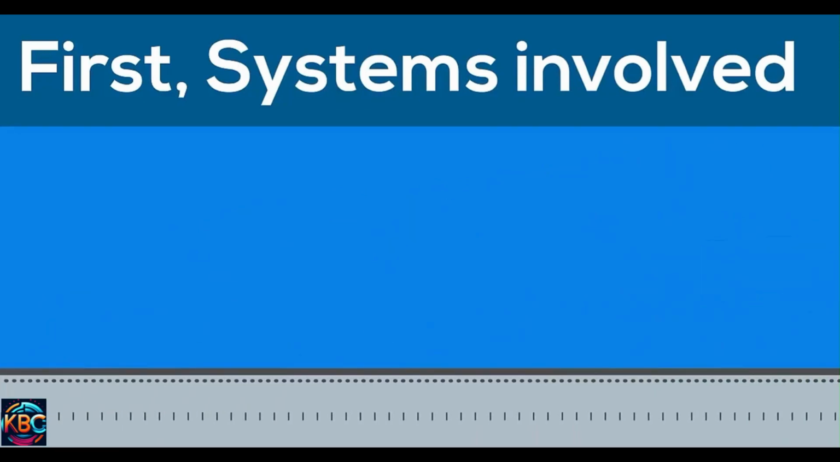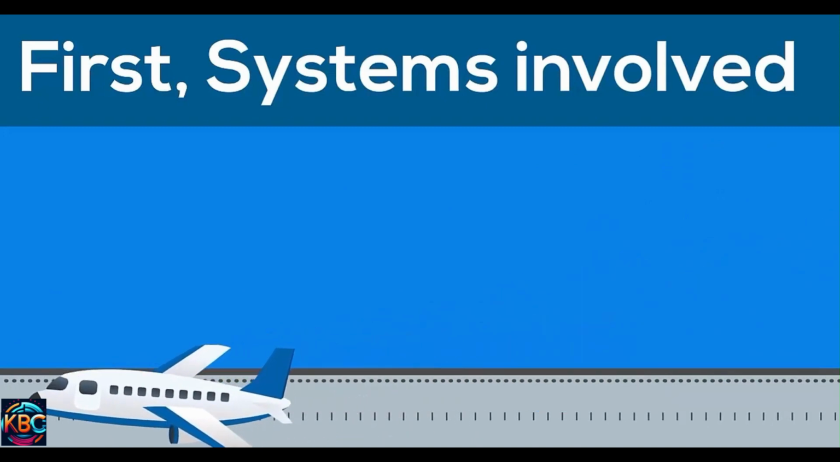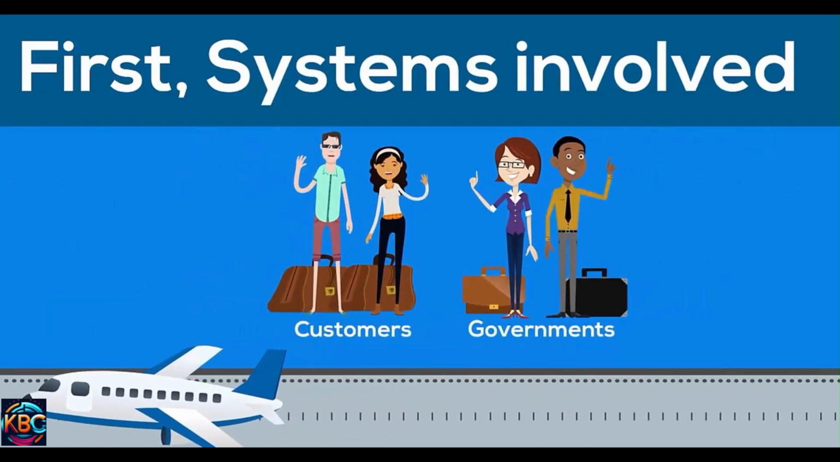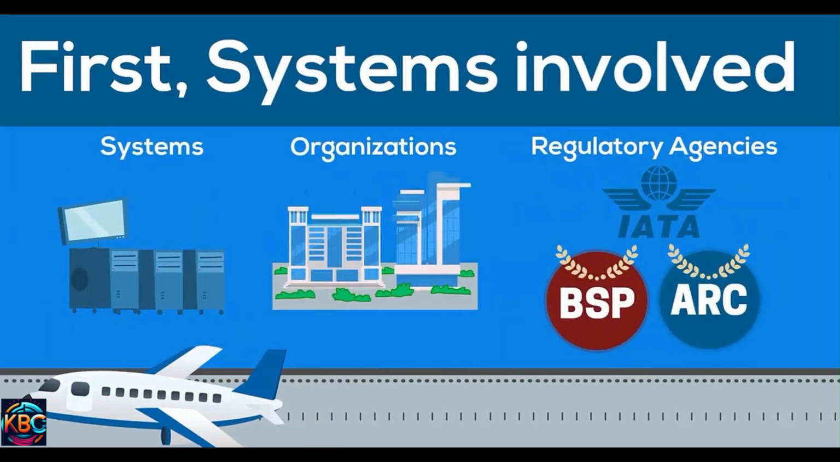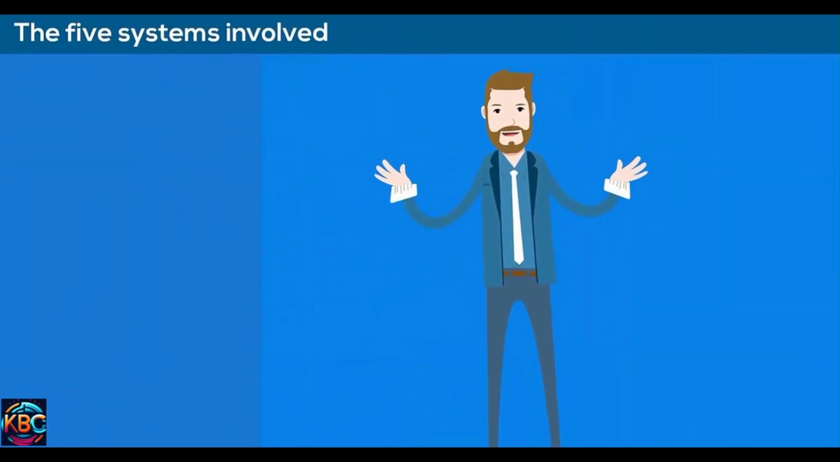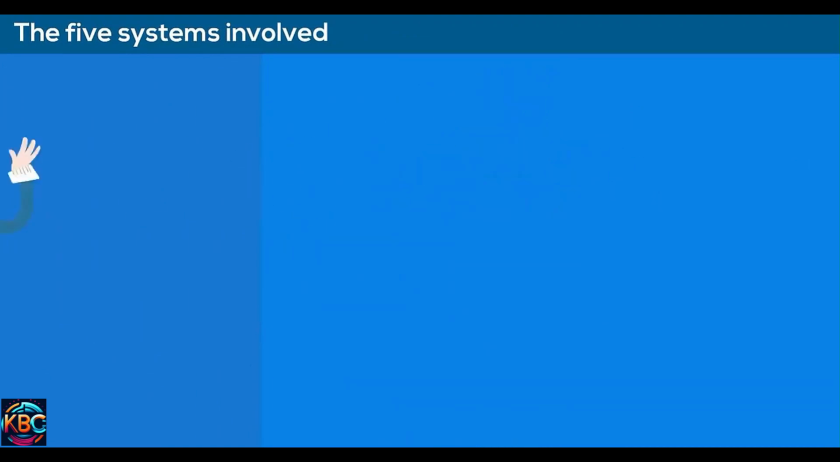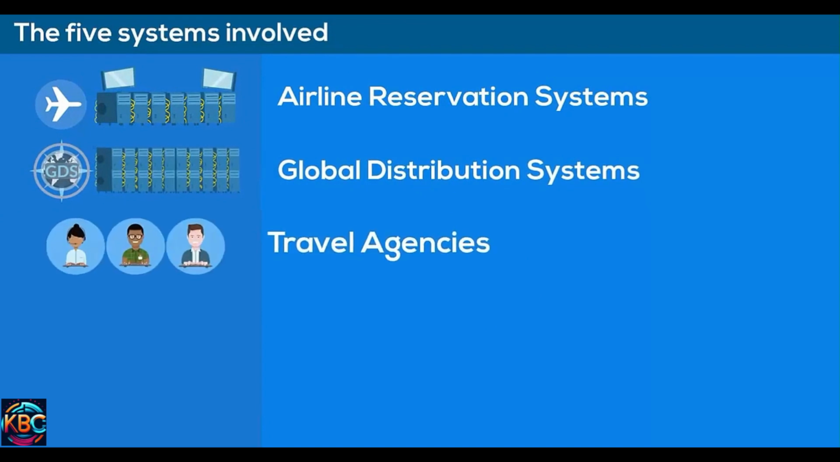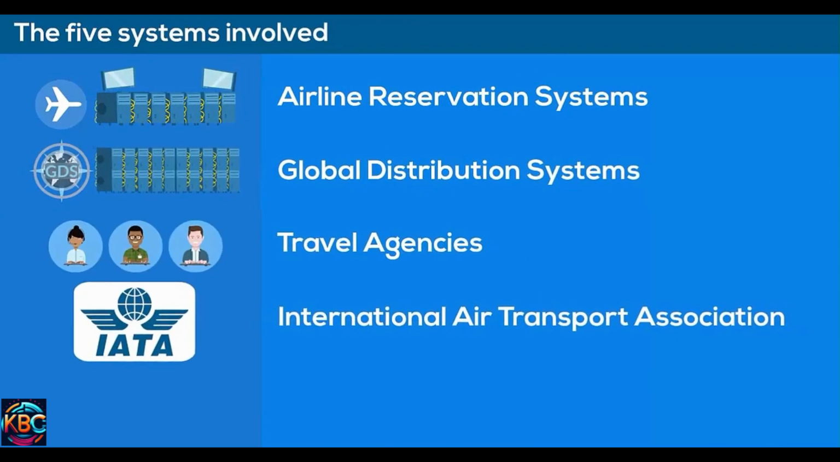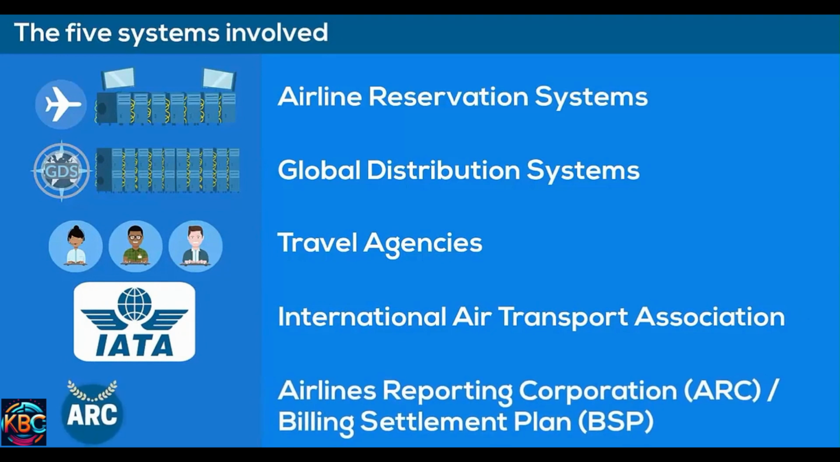Airlines are large companies that have many moving parts. Because airlines naturally affect so many customers and government, many different systems, organizations, and regulatory agencies have been formed to participate in this complex process. In this video, we will learn more about 5 systems that work in conjunction with airlines. These are airline reservation systems, global distribution systems, travel agencies, the International Air Transport Association, and the Airlines Reporting Corporation, ARC, or the Billing Settlement Plan, BSP. These 5 systems allow airlines to function the way they do today.